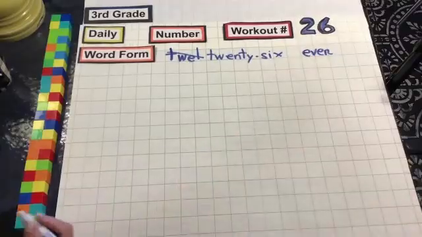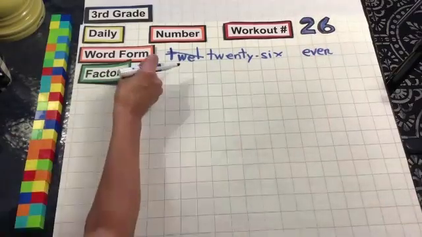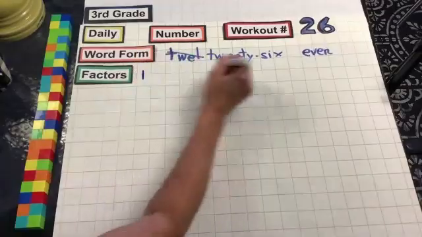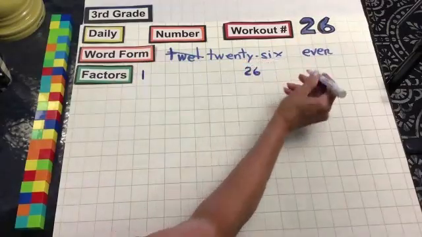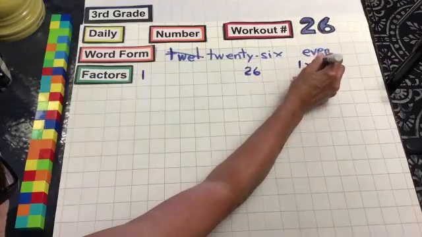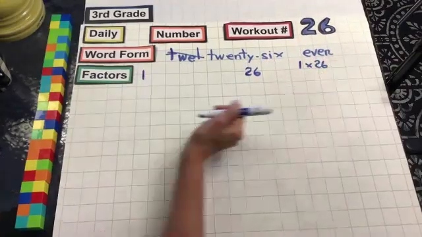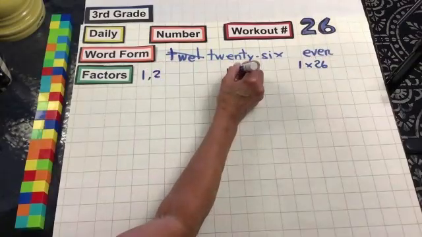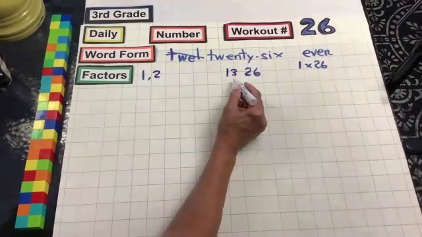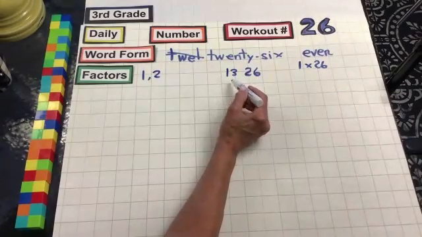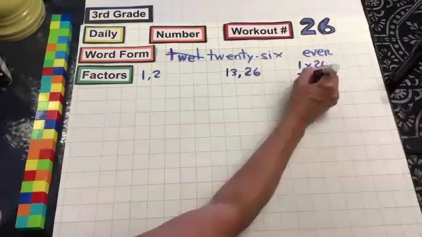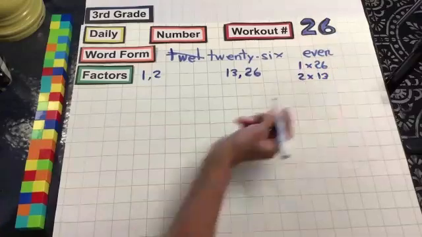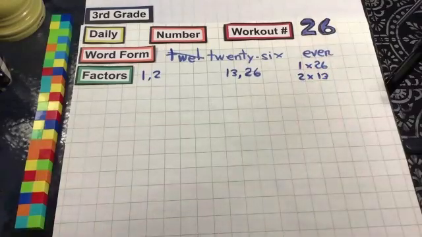And let's move on. Factors. So 1 times 26 equals 26. Any number times 1 is itself. 2 goes in because it is even. 2 goes in 13 times. 2 13s. If I added 13 plus 13, I would get 26. So 2 13s. 3 does not go in because 3 goes into 24 and then 27.